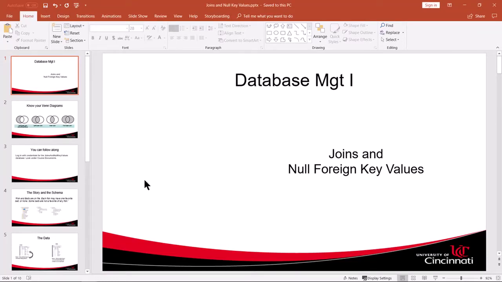In this video, we introduce and discuss the concept of a Venn diagram as it applies to the joining of two tables using SQL. And we also discuss how null values in a foreign key can be modeled with a special kind of Venn diagram.